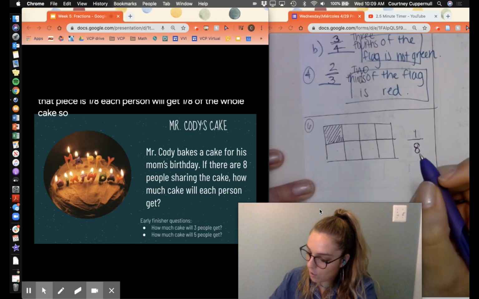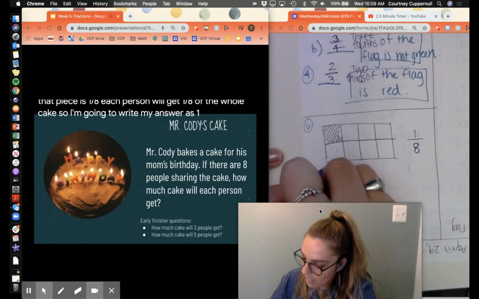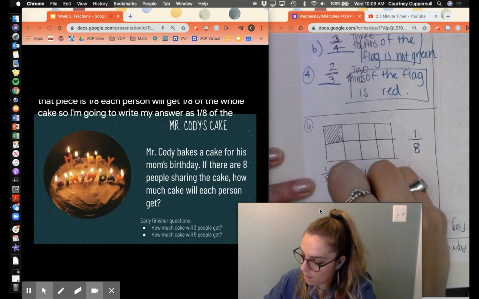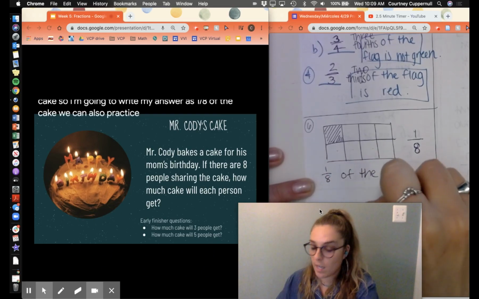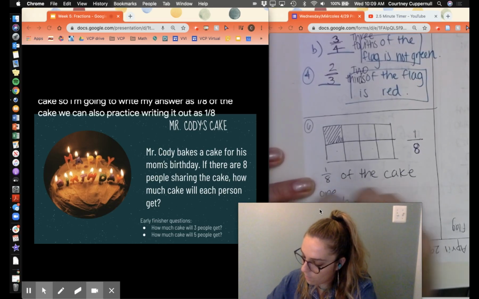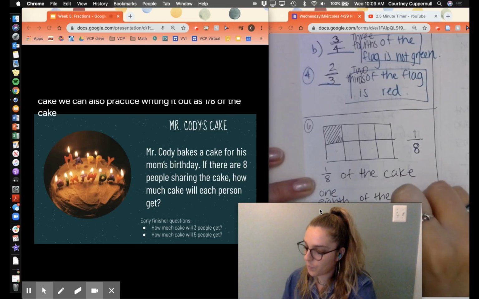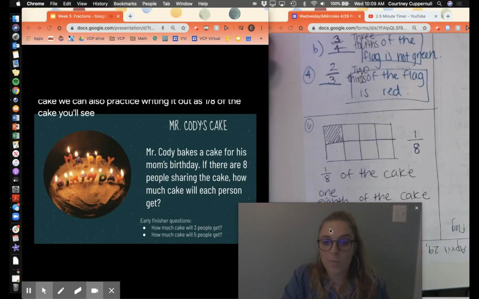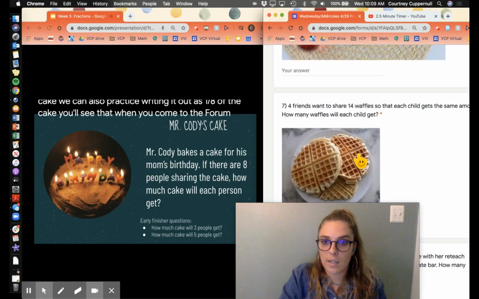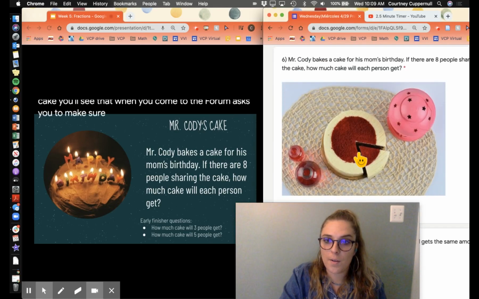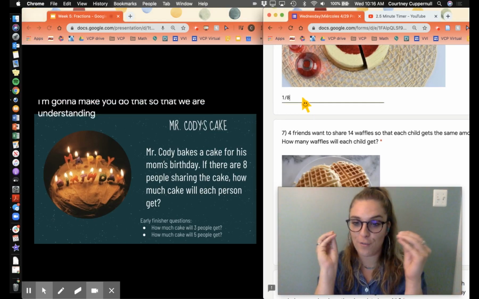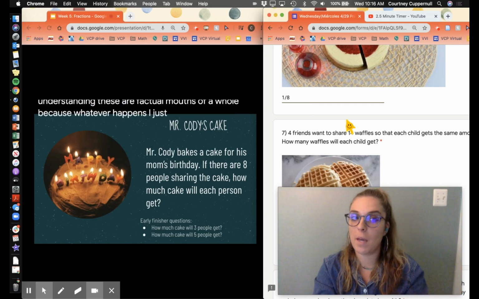So I'm going to write my answer as 1/8 of the cake. We can also practice writing it out as 1/8 of the cake. You'll see that when you come to the form, it asks you to make sure that we include the whole. Like I said before, I'm going to make you do that so that we're understanding these are fractional amounts of a whole, because watch what happens if I just type in the answer.